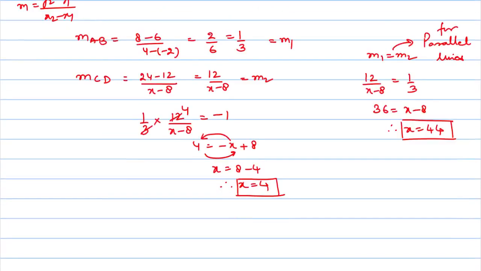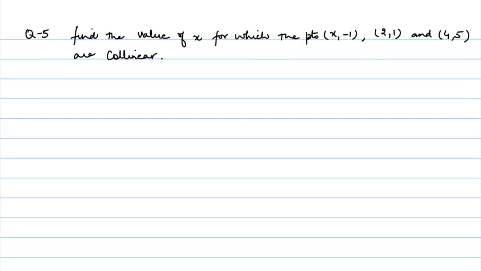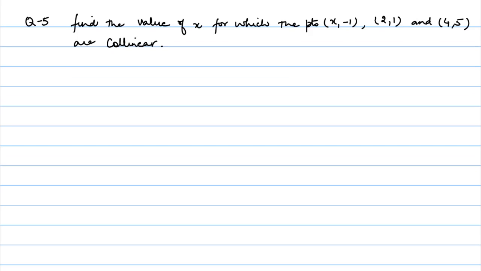Now we take the next question. The question says, find the value of x for which these 3 points are collinear. Again, we have two options. If the points are collinear, either their area should be 0 or the slopes should be the same. If we take 2 points at a time, we have two options. Either we can show that their area is 0 or their slopes to be same.